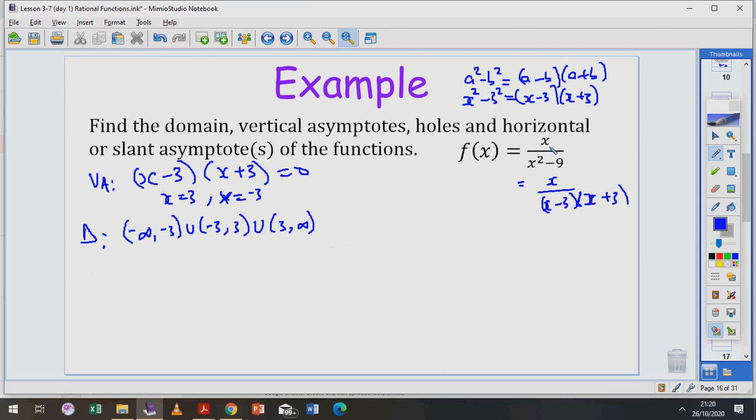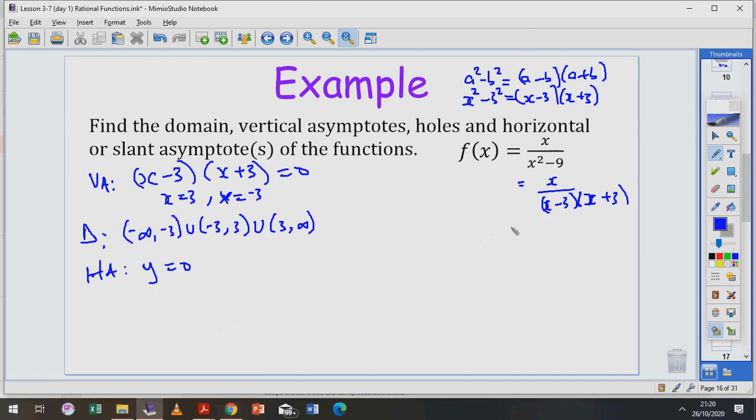Now I know the rule is that if the degree of the numerator is less than the degree of the denominator, the graph has a horizontal asymptote, yes, and that horizontal asymptote is y equals 0.